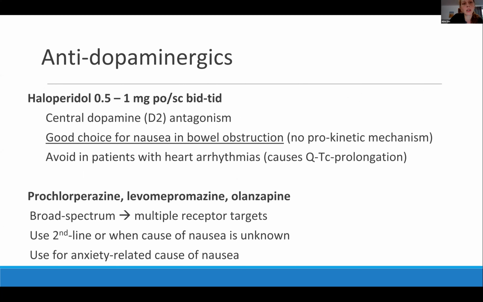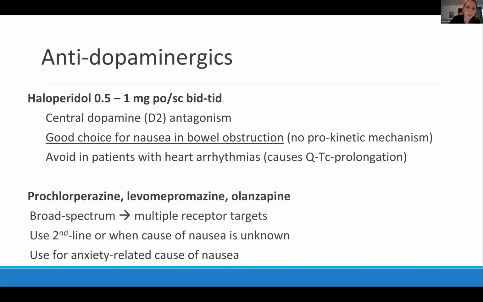Haloperidol is a recommended dose of 0.5 to 1 milligrams PO or subcutaneous, twice or 3 times a day. And this one has the central dopamine antagonism effect, and it's a really good choice for patients who are experiencing nausea due to a bowel obstruction, which oftentimes our patients with advanced cancer can be at risk for. You do want to avoid this in patients with heart arrhythmias because it can cause that QT prolongation issue.